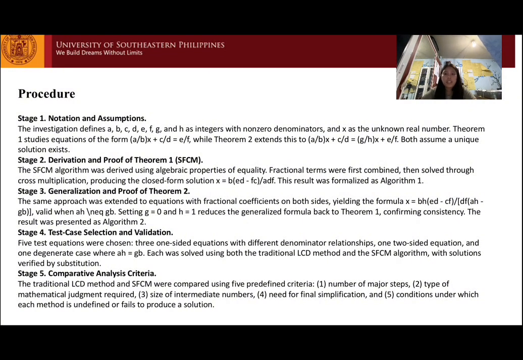We compare the two methods based on 5 aspects: the number of procedural steps, the type of mathematical judgment required, the size of intermediate computations, whether additional simplification was needed, and the conditions under which each method becomes undefined or fails to produce a solution. This systematic procedure allows us to derive, prove, validate, and fairly evaluate the proposed SFCM algorithm against the traditional method, which is the LCD.